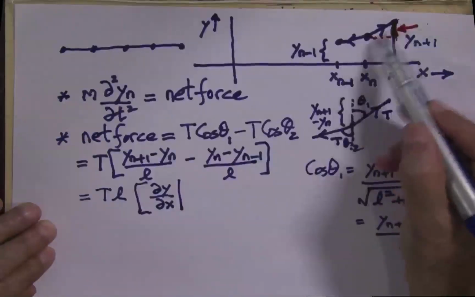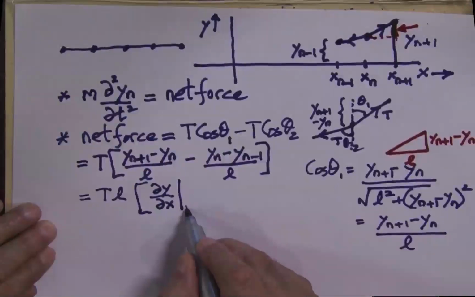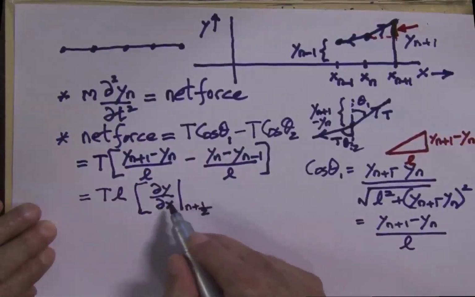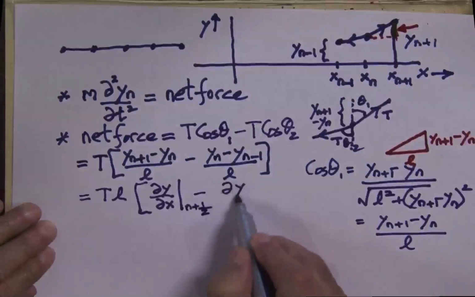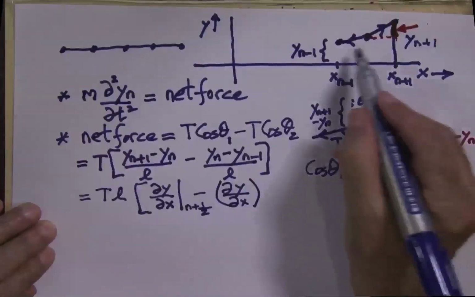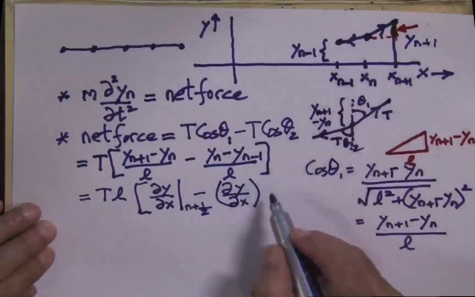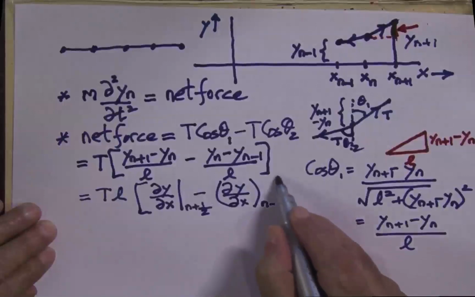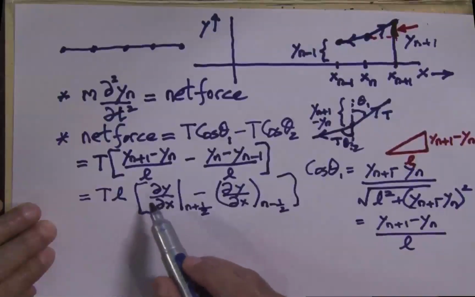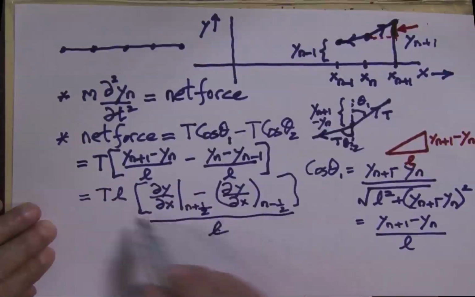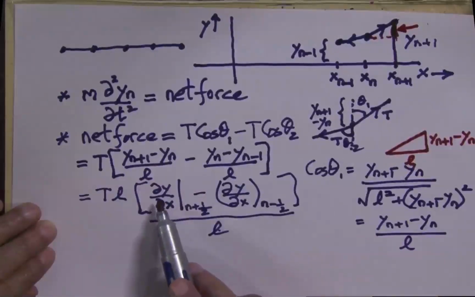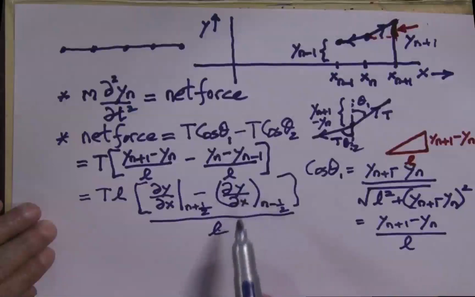Halfway in between them, so let's say this is n plus a half. Now, n plus a half over here means that it's the slope midway between these 2 points, minus dy by dx here, midway between these 2 points. So n minus half. That's what I mean by there. And there's L over here, so what I've done is I've divided by L and multiplied by L. But then you see, this is the change in the slope divided by the distance. So it's just the second derivative.